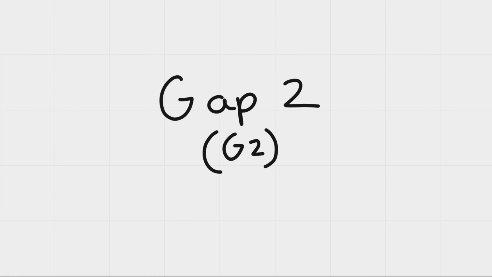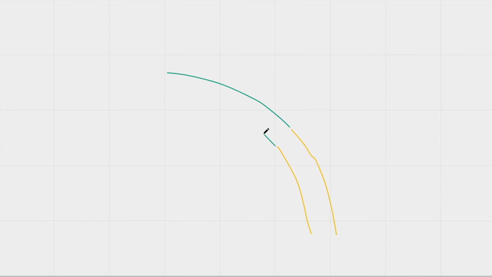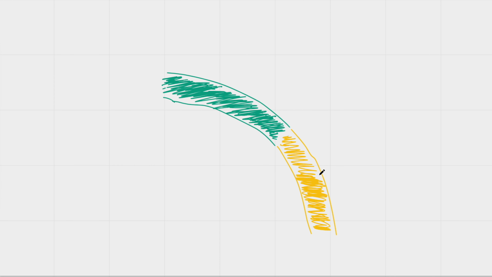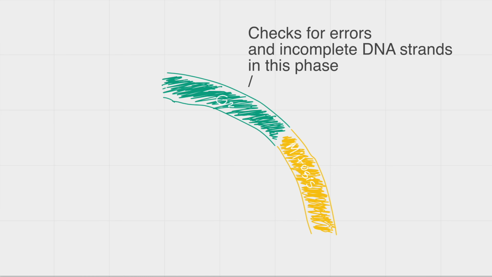Finally comes the third phase of interphase, gap 2 or G2. In this phase, the cell checks for any errors that may have occurred so far, in which case it will not move on to the next step, which is mitosis, where the cell actually splits into two identical cells for growth and replacement. If there are no such errors, it checks to make sure the DNA strands are complete.